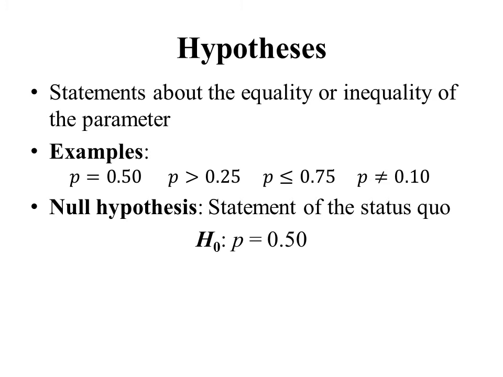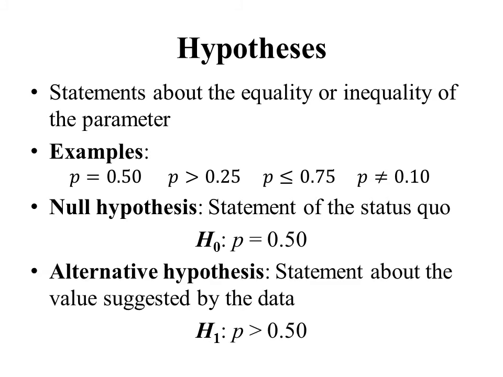And so without any evidence, we might be tempted to think, well, half of them are from in-state and half of them from out of state. And so our null hypothesis is going to be the statement that my population proportion equals 1/2. The alternative hypothesis is a statement about the value of the parameter suggested by the data. Now in our data, we had a sample proportion of greater than 1/2. And so that suggests that our population proportion is also greater than 1/2. And so the alternative hypothesis is going to be the statement that p is greater than 1/2. So there's our two hypotheses.